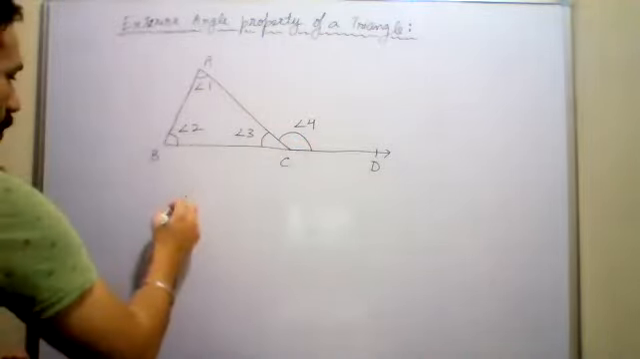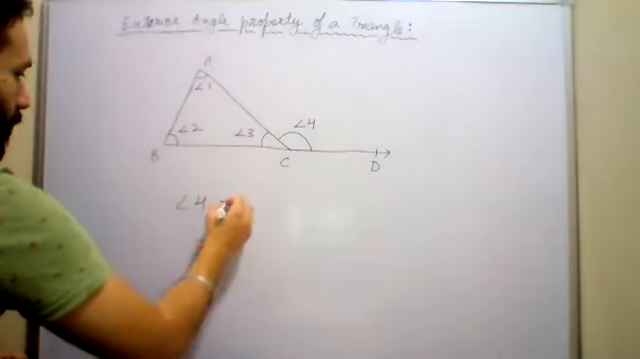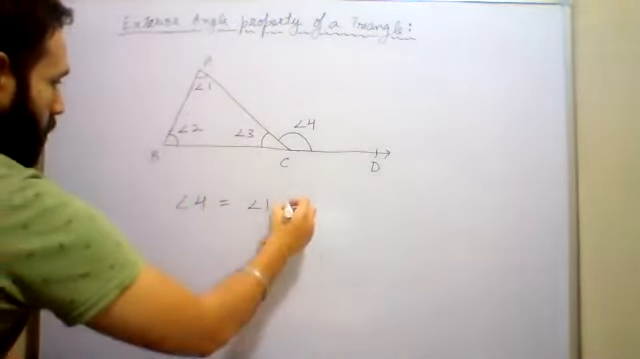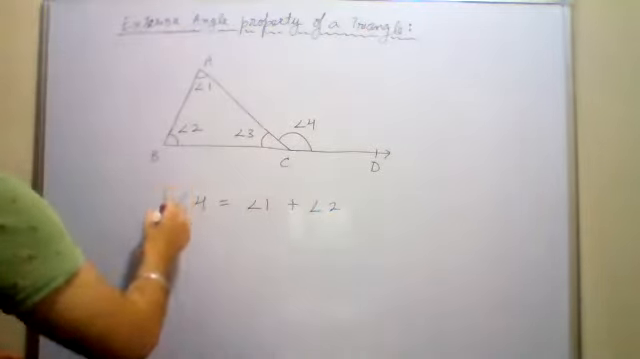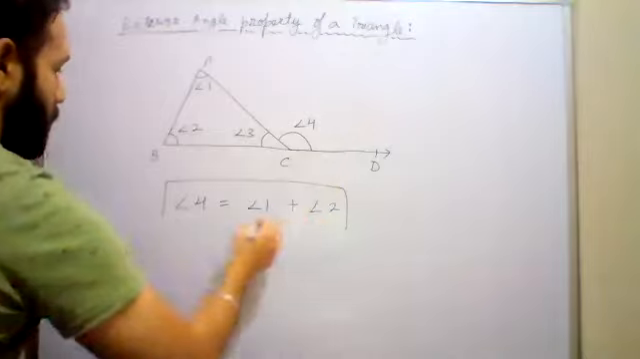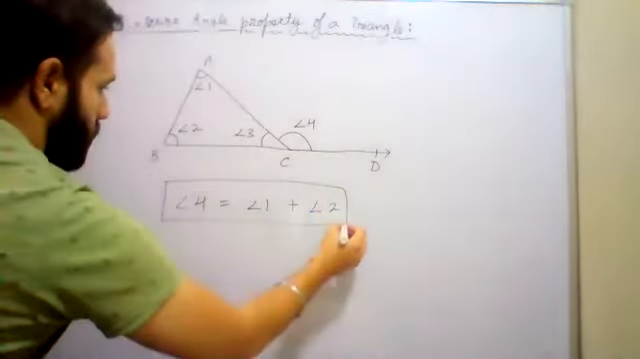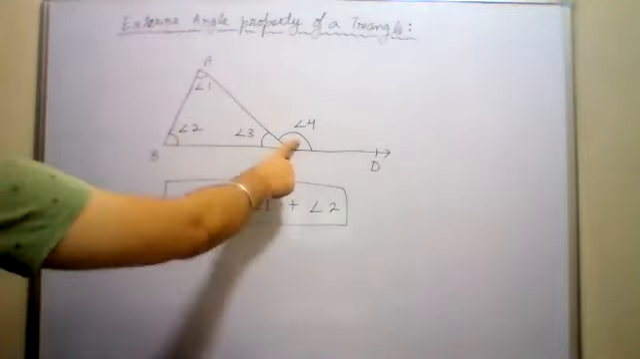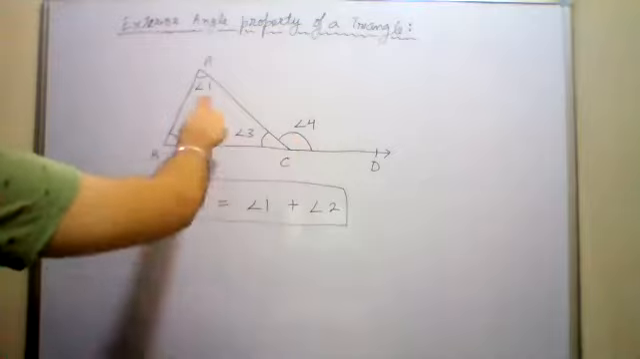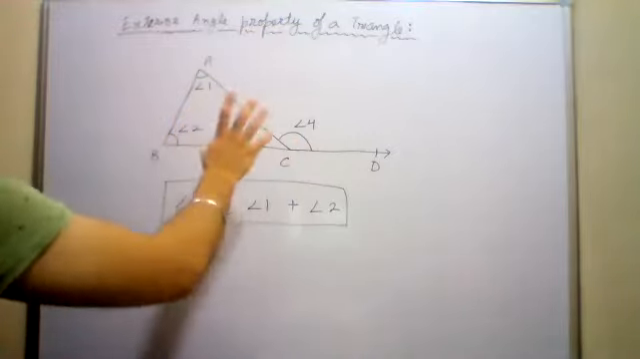So this is the property you all have to note down in your copies. Angle 4 is equal to angle 1 plus angle 2. This is your property. Angle 4 is equal to angle 1 plus angle 2. This is the main thing. Exterior angle is equal to the sum of opposite interior angles.